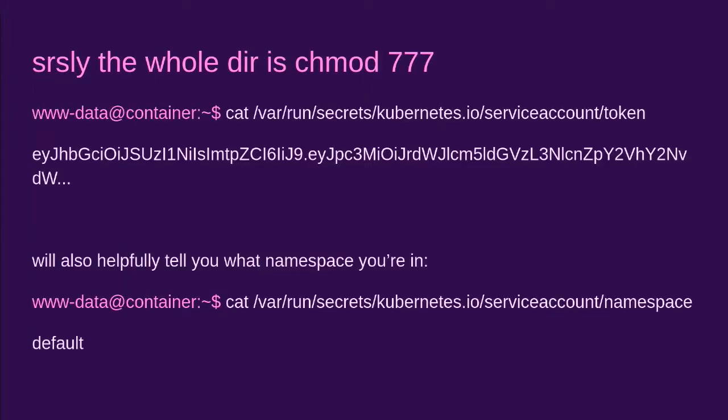But fortunately, in your container it's protected with chmod 777, which means that absolutely anyone in the container can read that token, and it will even tell you what namespace you're working in. I don't have too much time to go into namespaces, but you can probably see that the credentials is just a JSON web token, a JWT. And the default namespace itself is exactly what it sounds like.